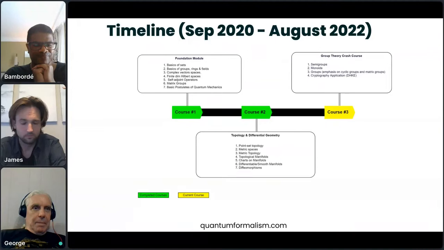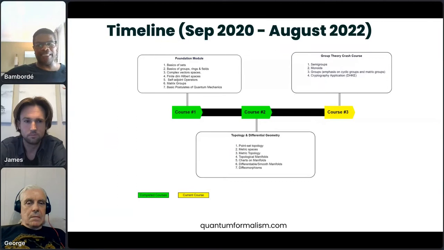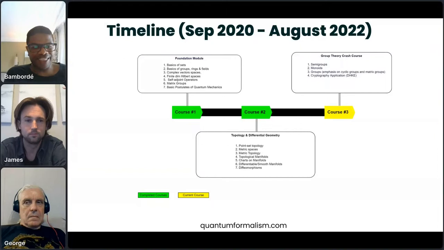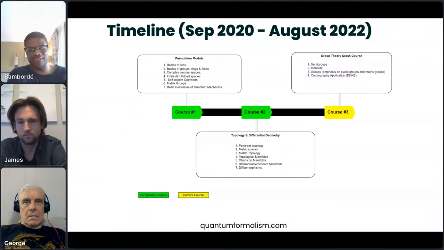So after the foundation module, because the timeline for us was always to do this foundation module and then get into deeper things like Lie groups and their representations. But before that, obviously, I always repeat this, Lie groups are not just algebraic structures. They have geometric and topological features as well. It's very important to know what a smooth manifold is, because a Lie group is a smooth manifold. It's not just a group in the algebraic sense. So we did a crash course on topology and differential geometry.